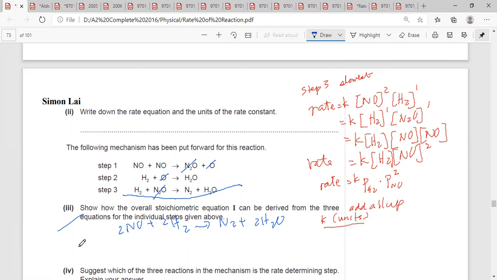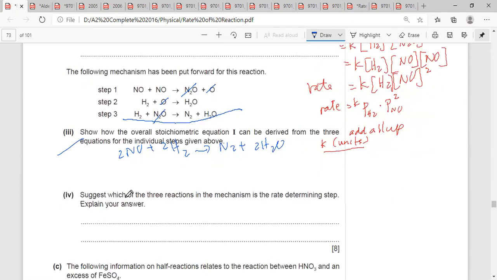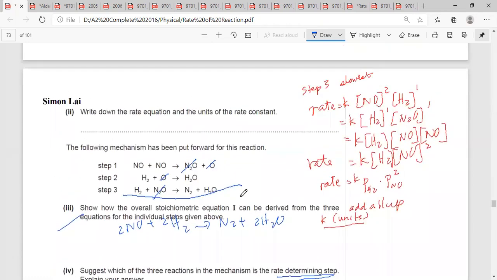Now they ask you, for the first mechanism put forward, suggest which of the 3 terms is the rate determining step, and explain the answer. That means the rate determining step must involve these 3 further steps. Remember, 2 plus 1 is 3, so it cannot be the first step. Since NO is not involved, it can't be a step.